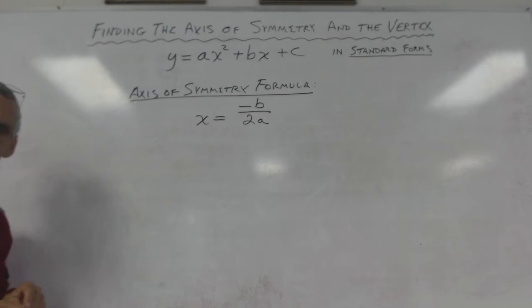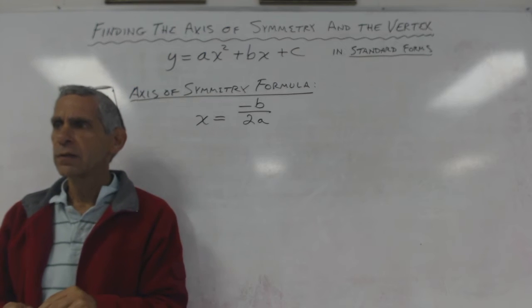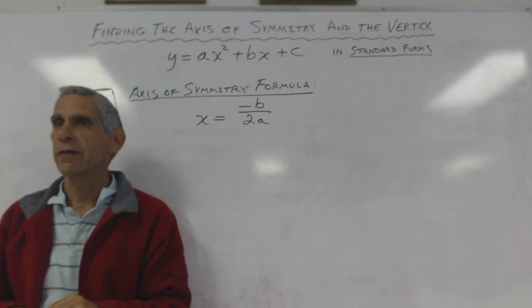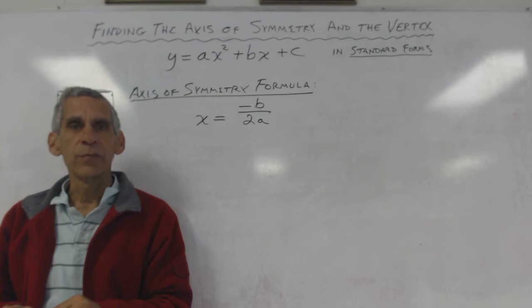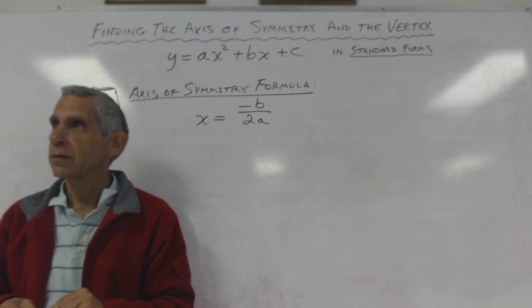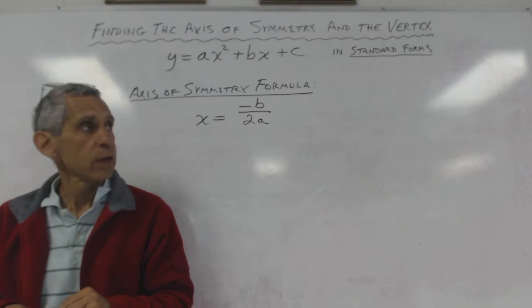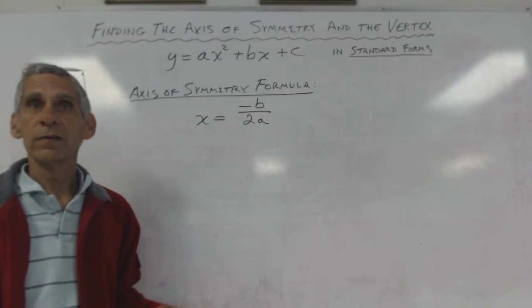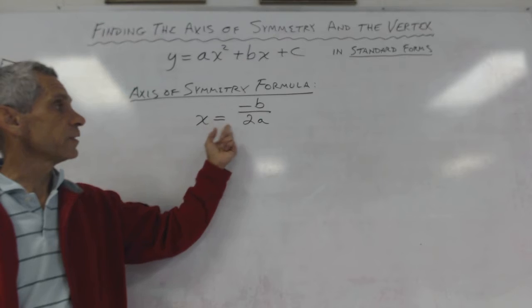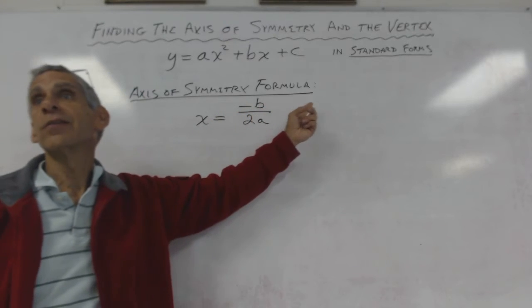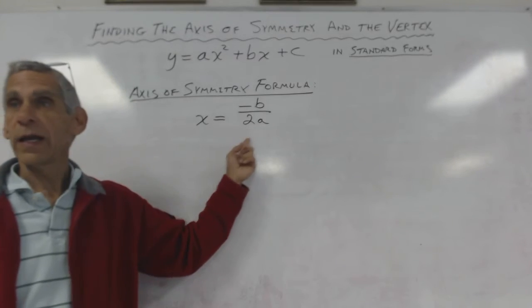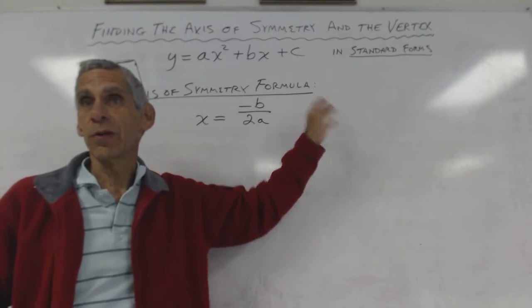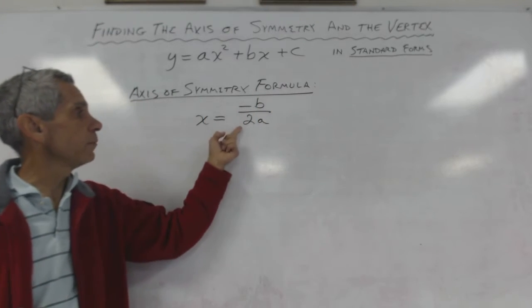Did anybody here last year learn the quadratic formula? Not the quadratic equation, but the quadratic formula. x equals negative b plus or minus the square root of b squared minus 4ac all over 2a. Well, this is actually part of the quadratic formula. The quadratic formula says x equals negative b plus or minus the square root of something all over 2a. So you're just missing the plus or minus part. So it's just negative b over 2a.